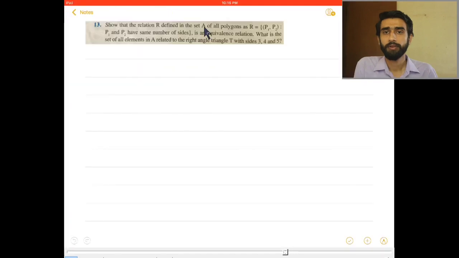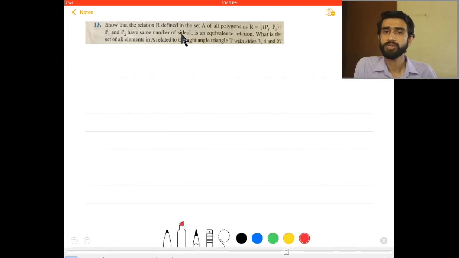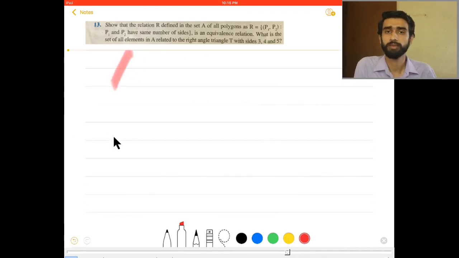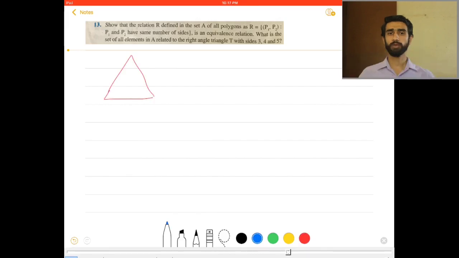The relation defined in the set A of all polygons as P equals P1, P2: P1, P2 have same number of sides, is an equivalence relation. Then what did I do? Inside the set, all the polygons that can exist come, and the relation is: two polygons are related if they have equal number of sides.